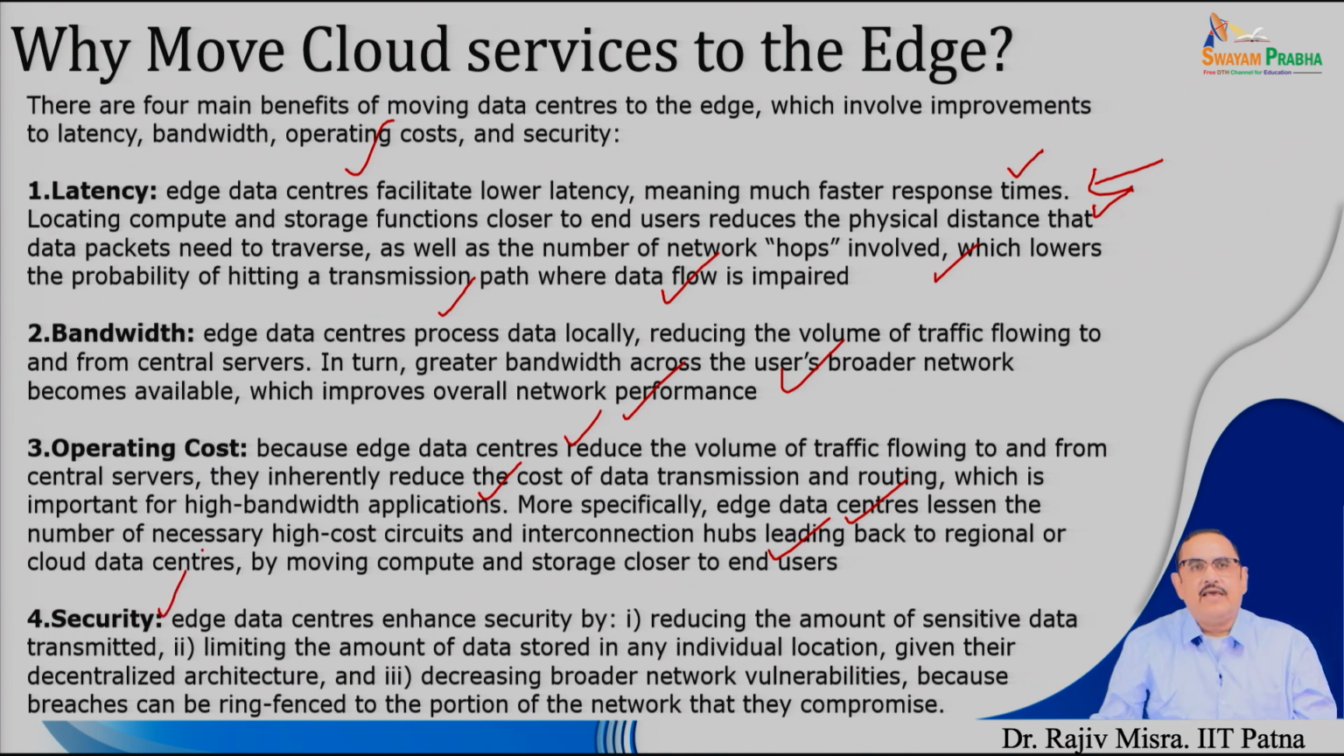The fourth important thing is security. Edge data centers enhance security by reducing the amount of sensitive data to be transmitted, and by limiting the amount of data stored in any individual location given their decentralized architecture, decreasing broader network vulnerabilities because breaches can be ring-fenced to the portion of the network that they compromise. So, all 4 factors: latency, bandwidth, operating cost and security, are now giving rise to moving the cloud services to the edge.